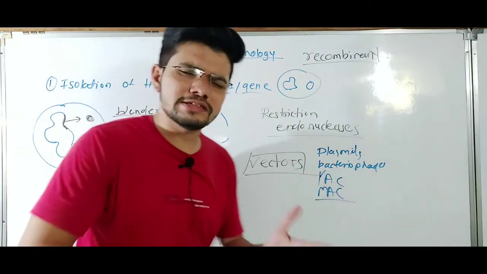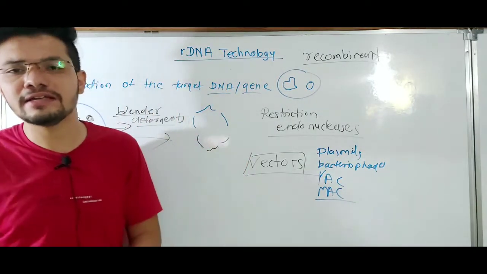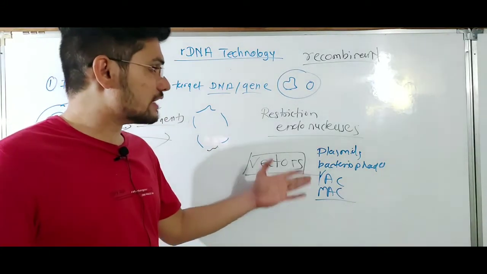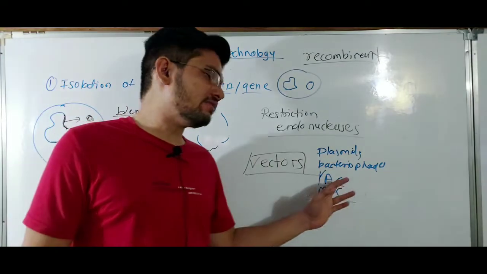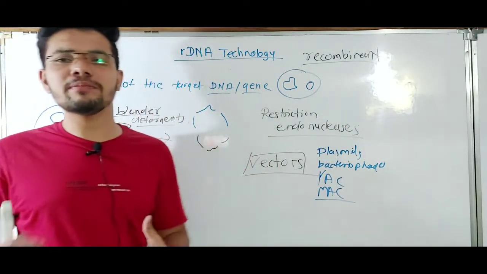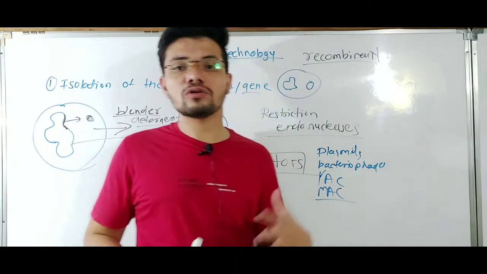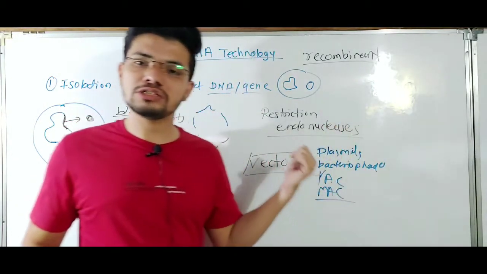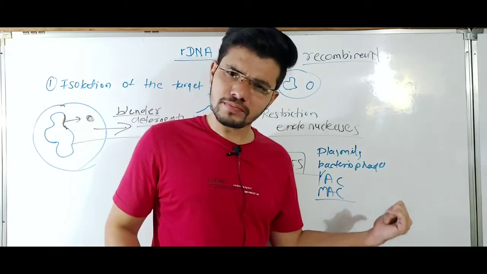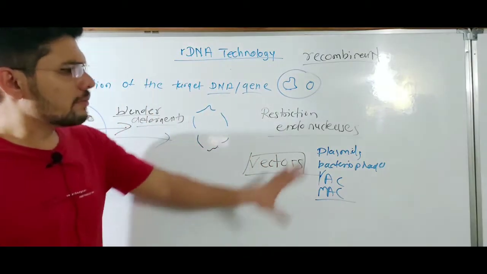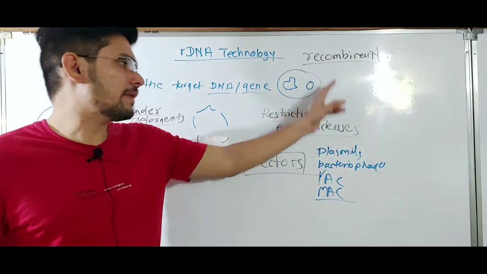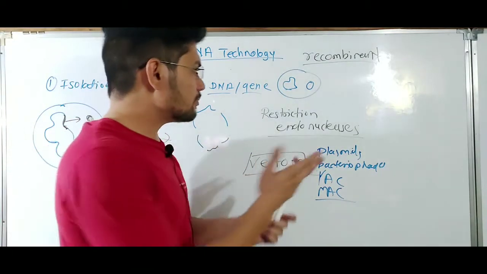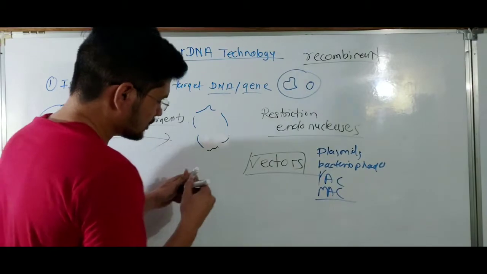After that, some bacteriophages are also used. Bacteriophages are nothing but the viruses which infect bacteria, so those are also used as vectors. Some yeast artificial chromosomes, some artificially made in vitro chromosomes, are also used inside the rDNA technology as vectors, or mammalian artificial chromosomes are also used, but mainly we are going to look at the plasmids as a vector in this case.